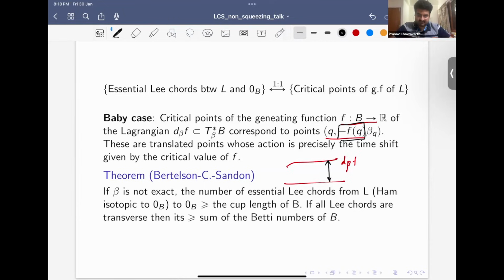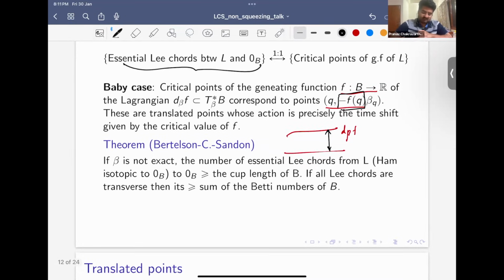So basically, these are not just any Lie chords between the zero section and dβ of f, but in fact precisely those Lie chords for which the critical value of the function is the time shift. That translates to the fact that the Lie chord is in fact an essential Lie chord, and not just any random Lie chord between these two Lagrangian submanifolds. Okay.